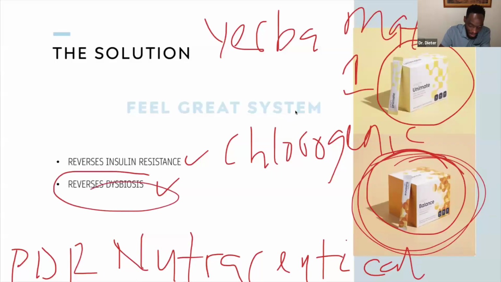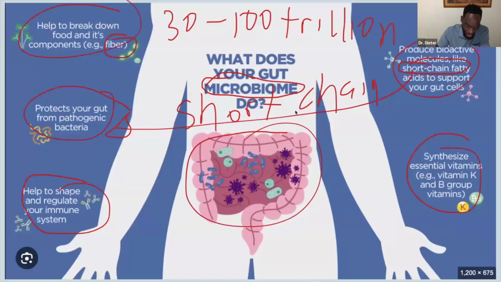The last thing is that fiber helps to reverse dysbiosis. It is food to the microbiome. Remember, I said that the microbiome needs fiber for the organisms to live in harmony, the good bacteria and the bad bacteria. Unfortunately, we do not consume enough fiber.